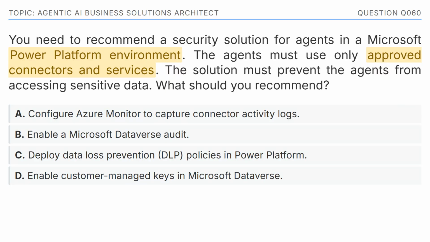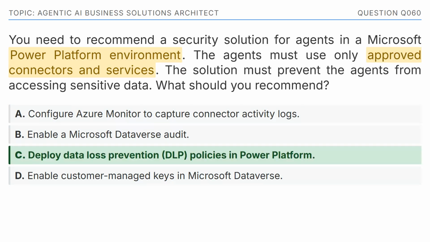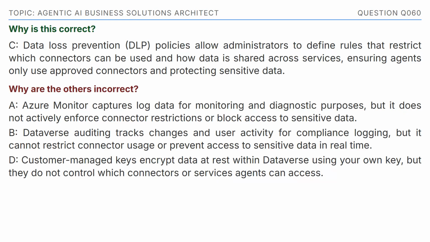To arrive at the correct answer, we focus on the keywords approved connectors and services, prevent agents from accessing sensitive data, Power Platform environment. The correct answer is option C, deploy data loss prevention (DLP) policies in Power Platform. Why is this correct? C.